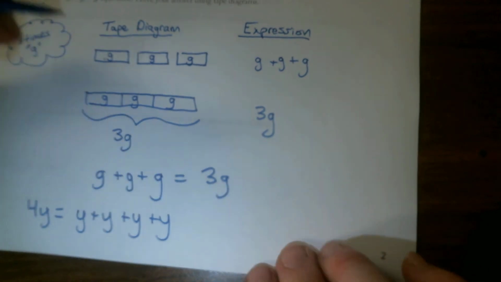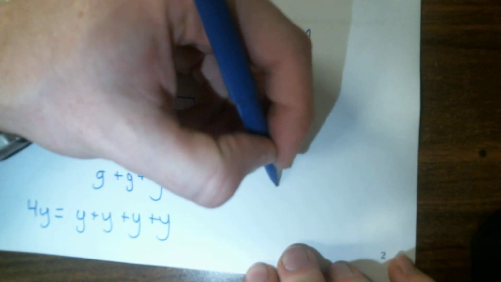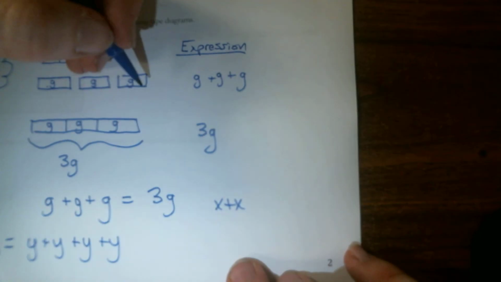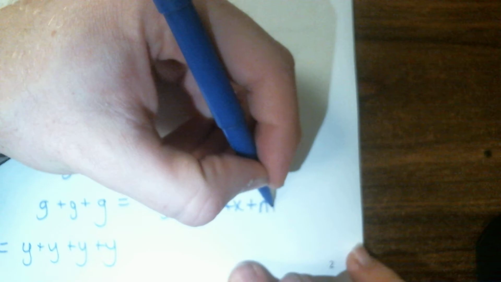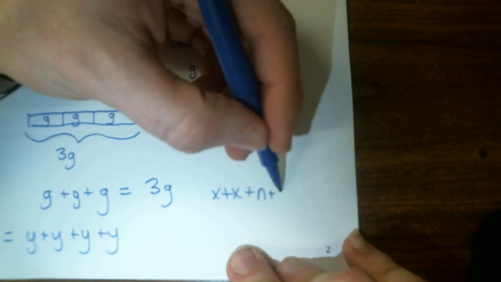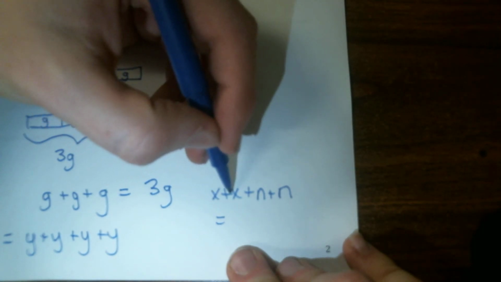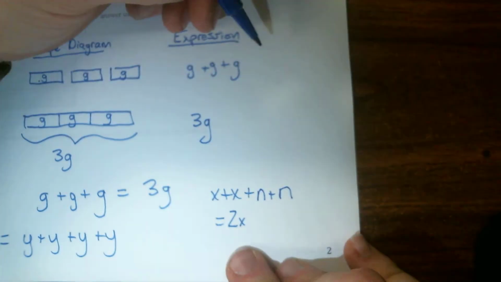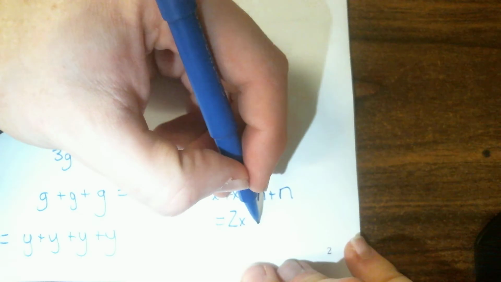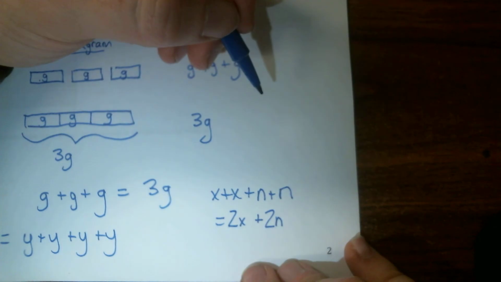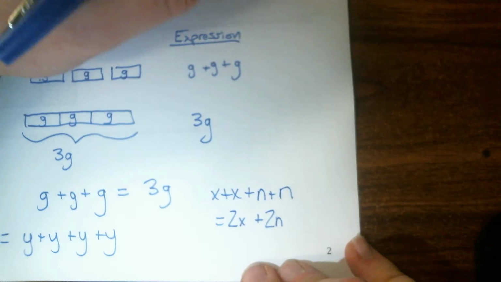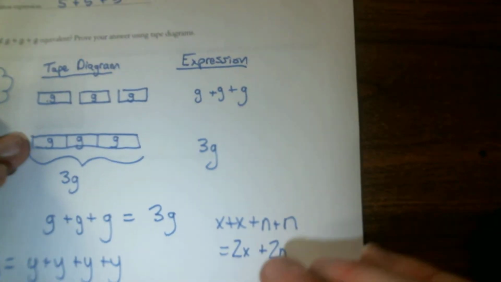Let's try another one. Let's just make up a couple. What if I said you had x plus x plus n plus n? What would that equal? Well, we have two x's, so I'm going to say 2x plus 2 n's. So 2 x's and 2 n's. Let's go ahead and keep going here. Hopefully you're starting to get the hang of how multiplication and addition are related in this world of expressions and equations we're talking about.